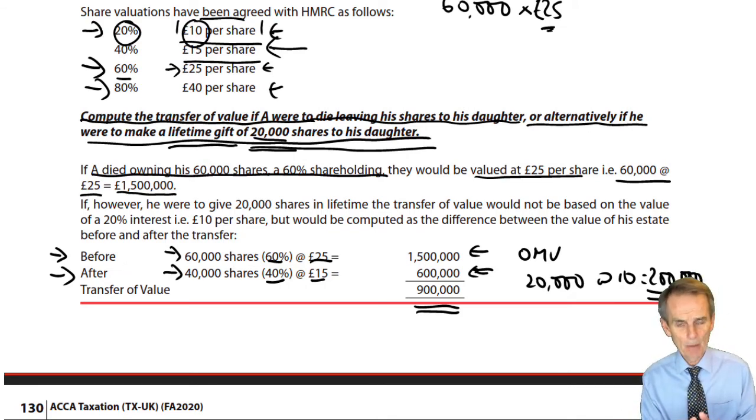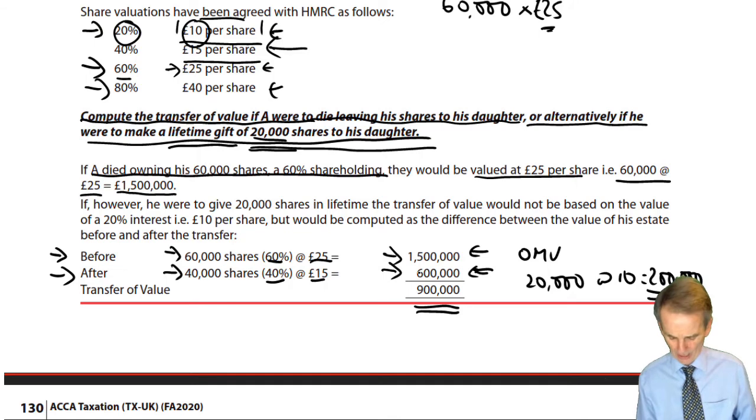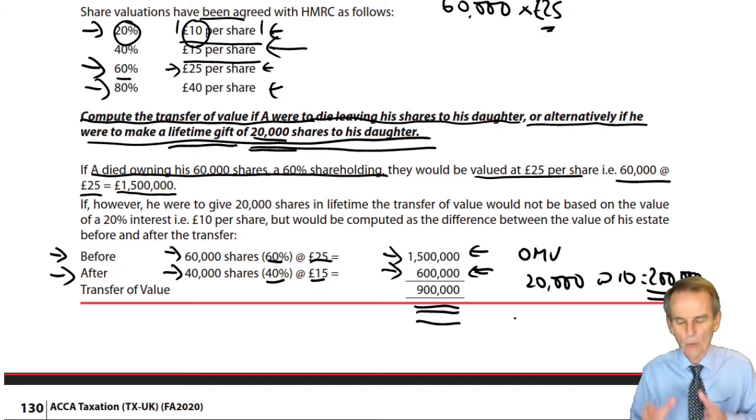But for IHT purposes, if the question states to compute the transfer of value for IHT purposes, you look at what did the taxpayer have before the transfer? What did he have after the transfer? Before, 60,000 shares that were worth 1.5 million. After, 40,000 shares worth £600,000. Therefore, transfer of value, 900,000.